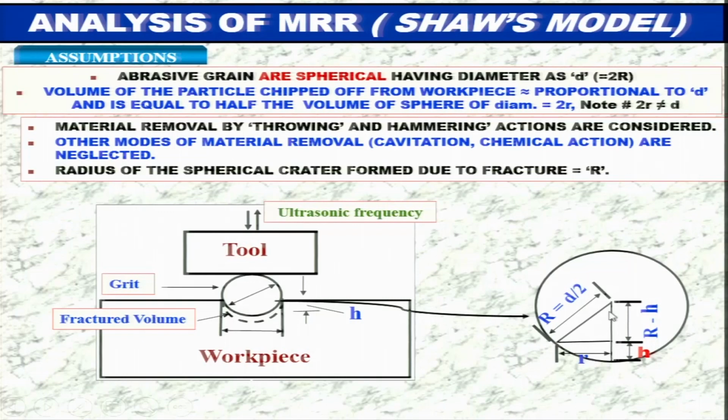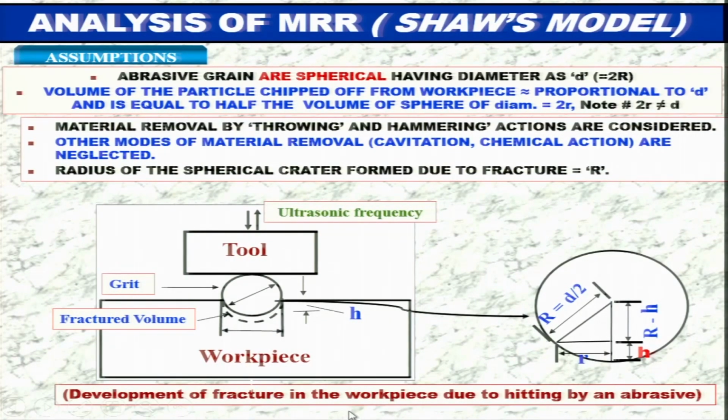So R minus h becomes this height of the triangle, and h is the depth of penetration, and this is the small r. So this is the radius of the sphere created in the workpiece. So this is the size of the sphere created on the workpiece surface. So please note it carefully, the difference between the small r and the capital R. Development of fracture in the workpiece due to hitting by an abrasive particle. This is the abrasive particle, all of this.